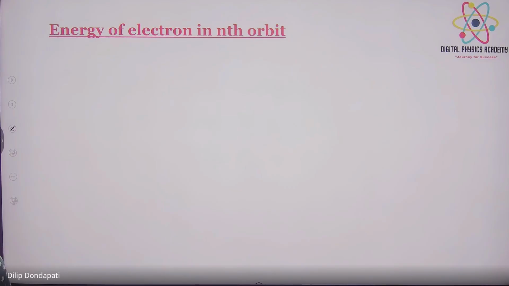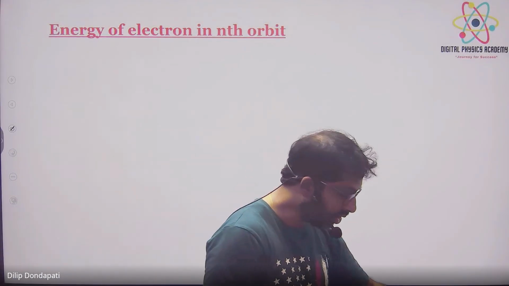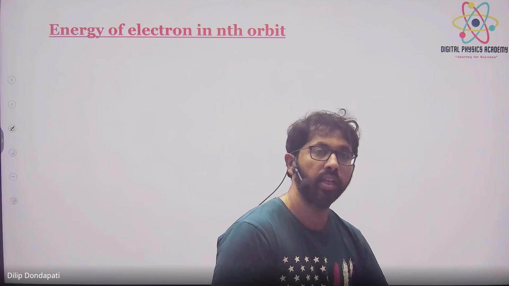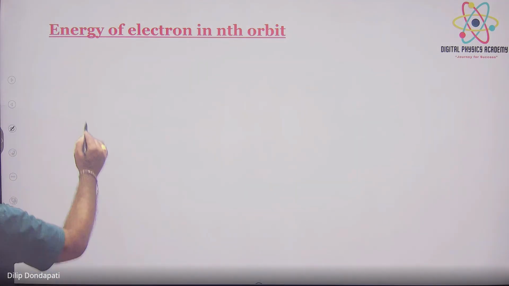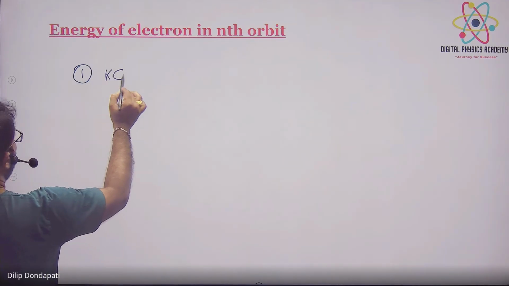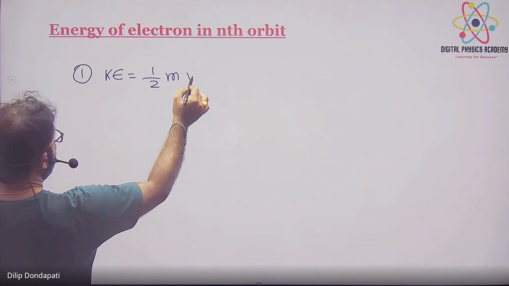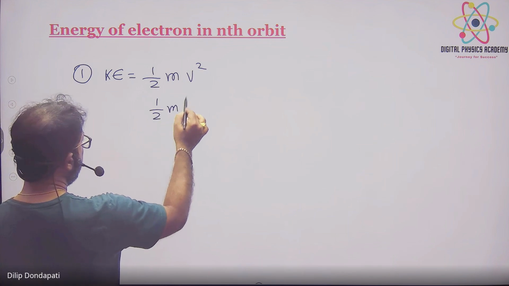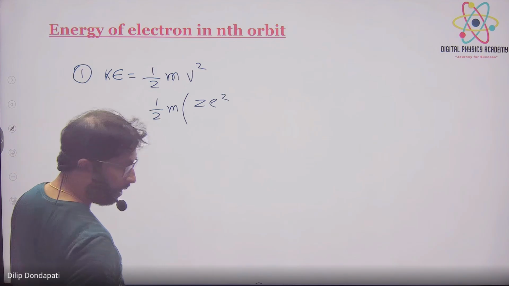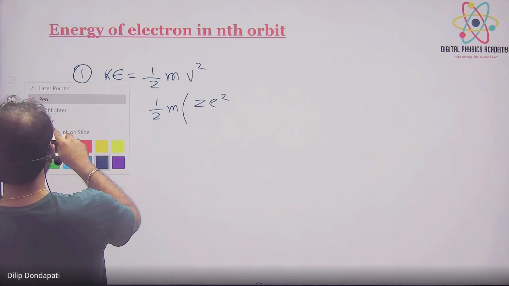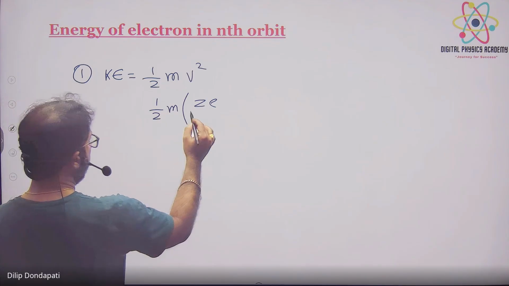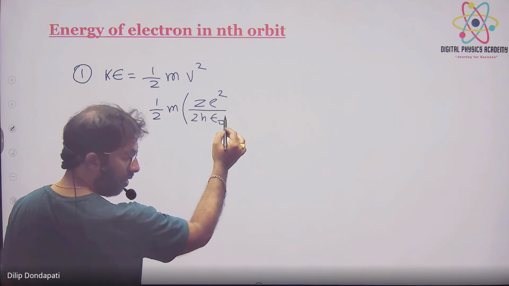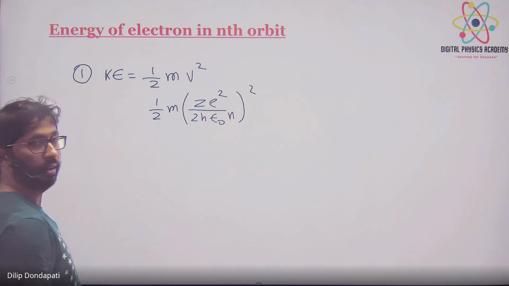Now energy of the electron in nth orbit. Energy में कौन सा energy है? We're talking about kinetic energy, we're talking about potential energy, and then total energy. Okay. Now calculate kinetic energy. Kinetic energy of the electron कितना होगा? Half mv square. And v का बड़ा फॉर्मूला, half m into Z e square by 2h epsilon naught n, whole square.